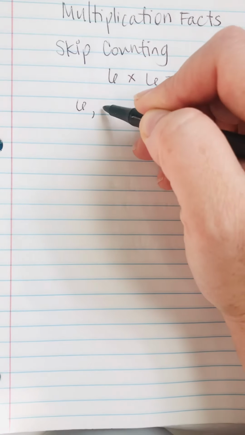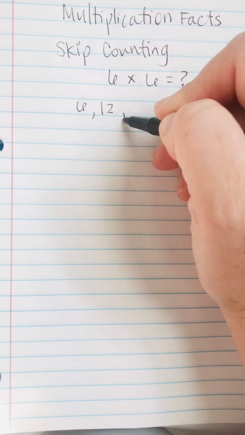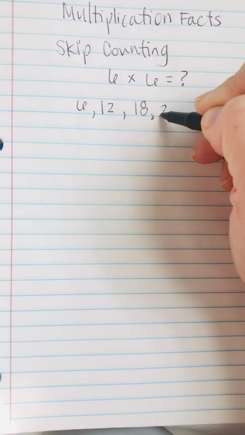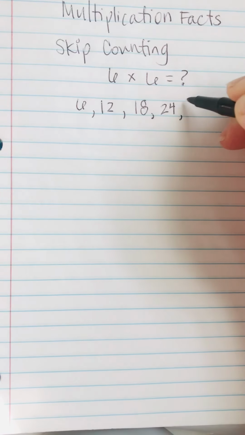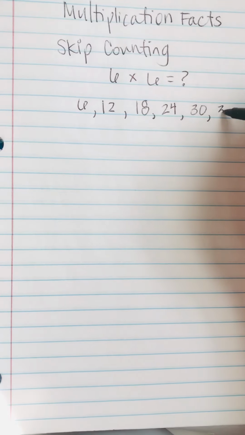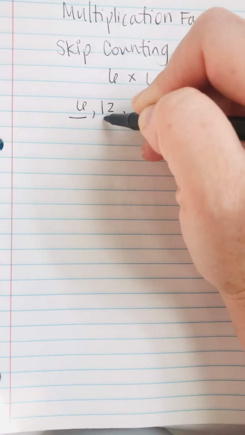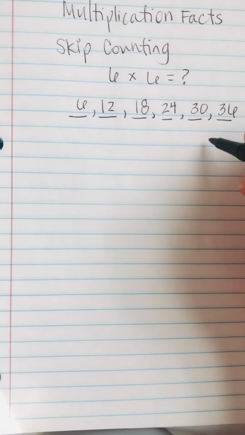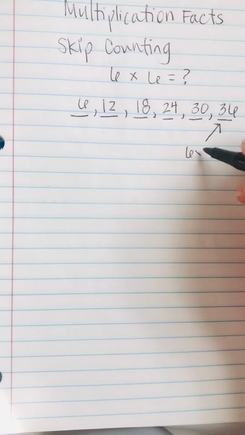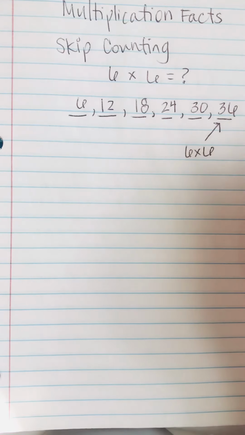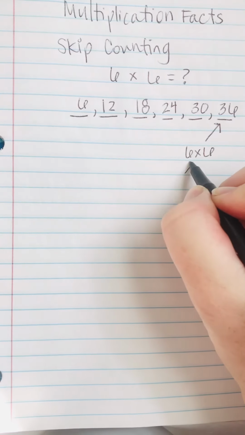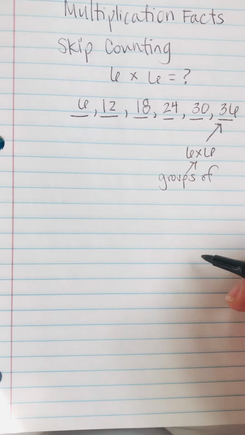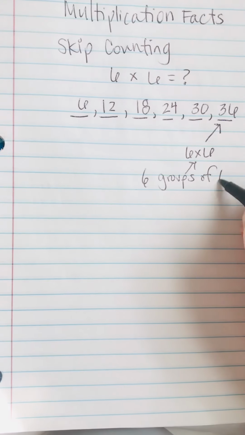We could say 6, 6 more would be 12, 6 more would be 18, plus 6 would be 24, plus 6 would be 30, plus 6 would be 36. So if we skip count 1, 2, 3, 4, 5, 6 times, that will tell us the answer to 6 groups of 6. So that's another thing I want to point out. We can always remember that this multiplication symbol means groups of. So 6 times 6 is 6 groups of 6.